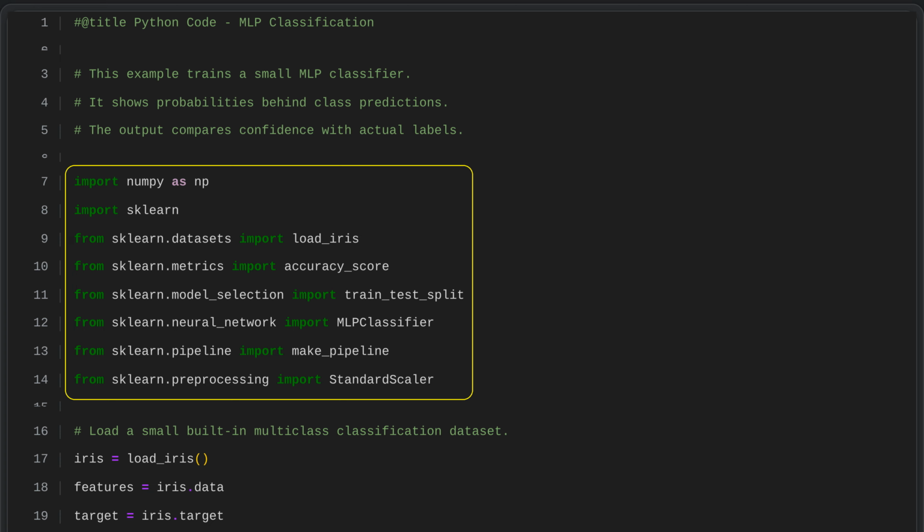It uses NumPy and Scikit-Learn, loads the iris dataset, splits the data into training and testing sets, and prepares an accuracy measure for evaluation. It also creates a pipeline that standardizes the features with a standard scaler before training a multi-layer perceptron classifier.